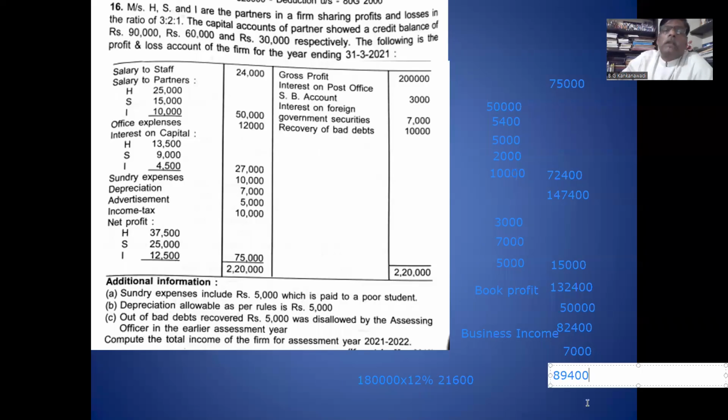In the gross total income, you have to give deductions. There is no deduction at all. So 89,400 is the gross total income, and this is the total income. Okay. Just answer number one. So you see the solution.